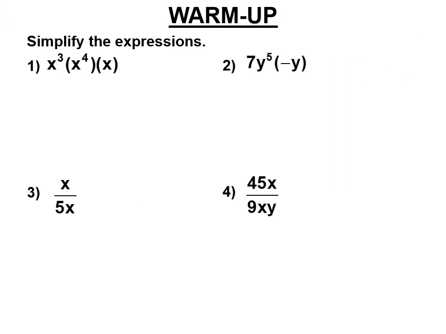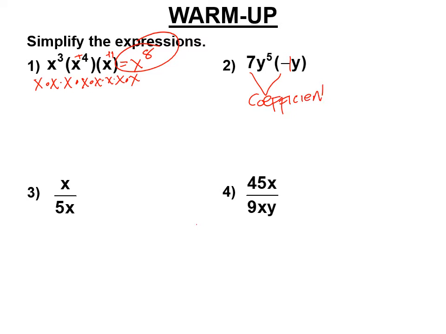Okay. So we've been doing this, right? X cubed times x to the fourth times x is x to the eighth, right? You're adding exponents. The reason is that x times x times x is x cubed, and then you're multiplying that times x times x times x times x, and then times x, that's x to the eighth. You're adding the exponents. What about the coefficients here? We have a 7 and a negative 1 as coefficients. There's a question on the test about that. 7 times negative 1 is negative 7.